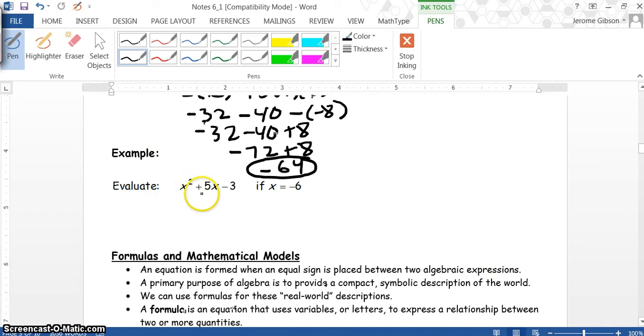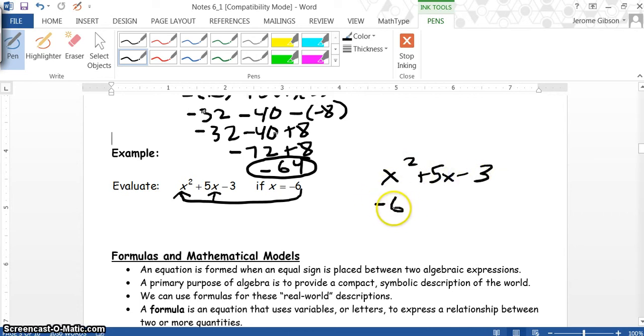Now we scroll down here to our next example. We have x squared plus 5x minus 3, and we have if x is negative 6. So we know we're going to substitute in negative 6 for x, wherever x appears. So now we'll rewrite the problem. I'm going to write it over here. We have x squared plus 5x minus 3. Then we will substitute in negative 6 for x.